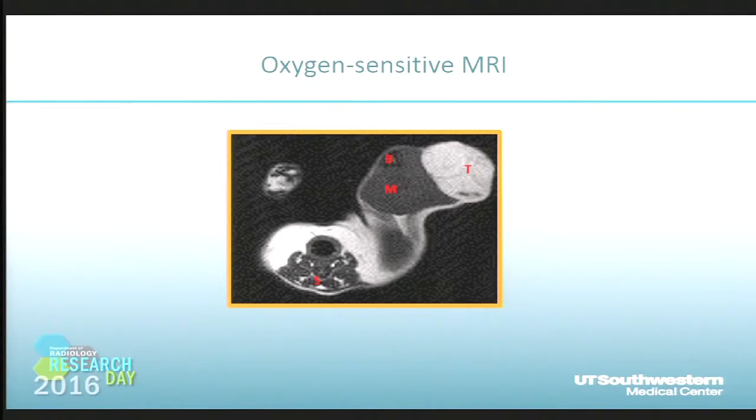This is a T2-weighted image just to orient you to the layout of the animal. The animal is lying in the ventral position. This is the spine, and the tumor is implanted subcutaneously on one side of the leg. This is the muscle, and this is the bone marrow of the knee.